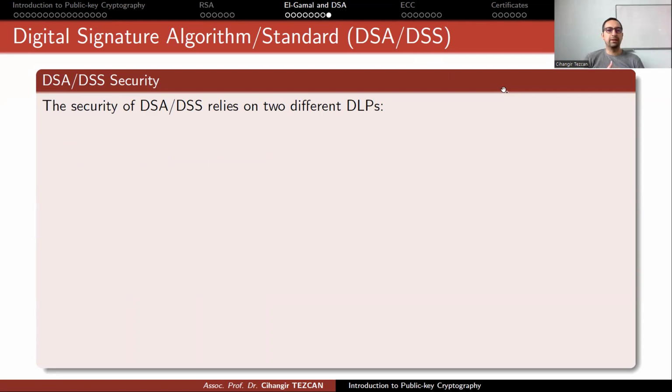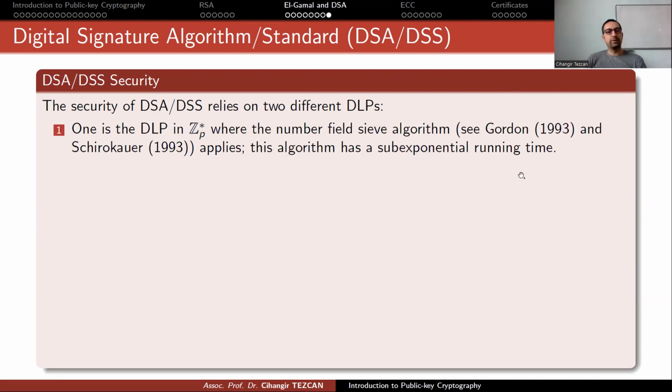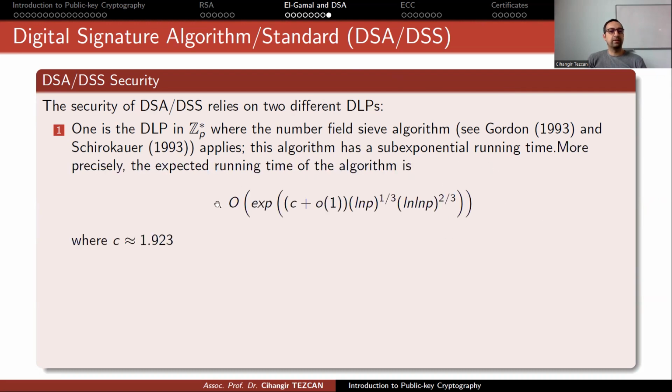So before moving on to elliptic curve cryptography, let's look at the security of DSA. The security of DSA relies on two different discrete logarithm problems. One is the discrete logarithm problem in Zp star, where the number field sieve algorithm applies. This algorithm has a sub-exponential running time like this. Okay? So it looks a little bit complicated, but the important thing is that we have a sub-exponential time algorithm for this, which is the number field sieve algorithm. So this is on Zp star.